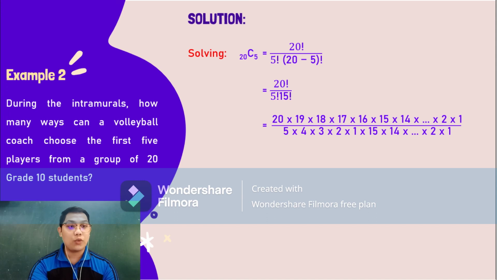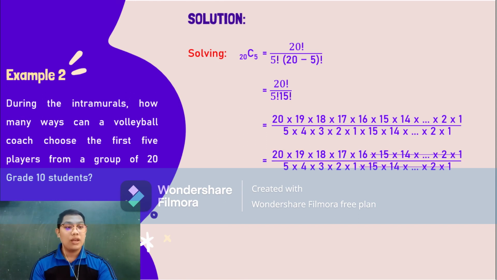So 20 factorial is equal to 20 times 19 times 18 times 17 times 16 times 15 times 14 up to times 1. Over 5 factorial is 5 times 4 times 3 times 2 times 1. And 15 factorial is equal to 15 times 14 times and so on, paubos sa 1. So as you can see, we could cancel out the 15 times 14 times 13 times 12 and so on, taman 1, because we can both find them in the numerator and denominator. Pag i-divide natin sila duha, ang answer nila is 1.